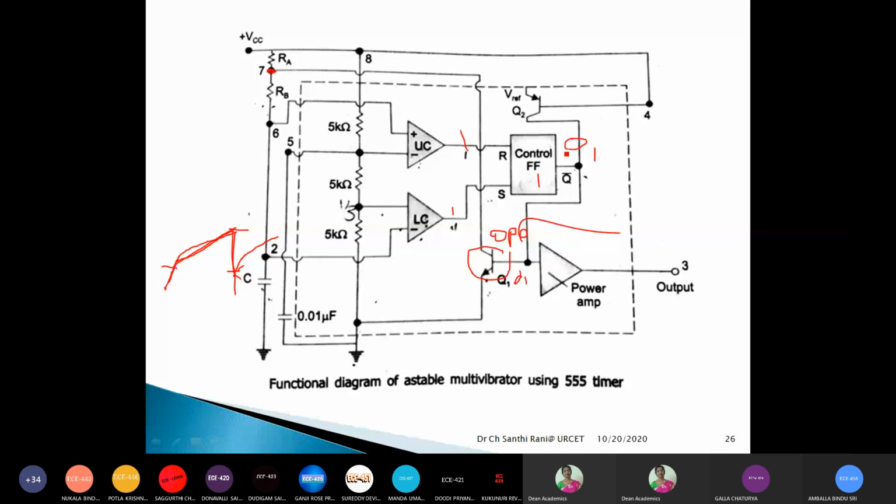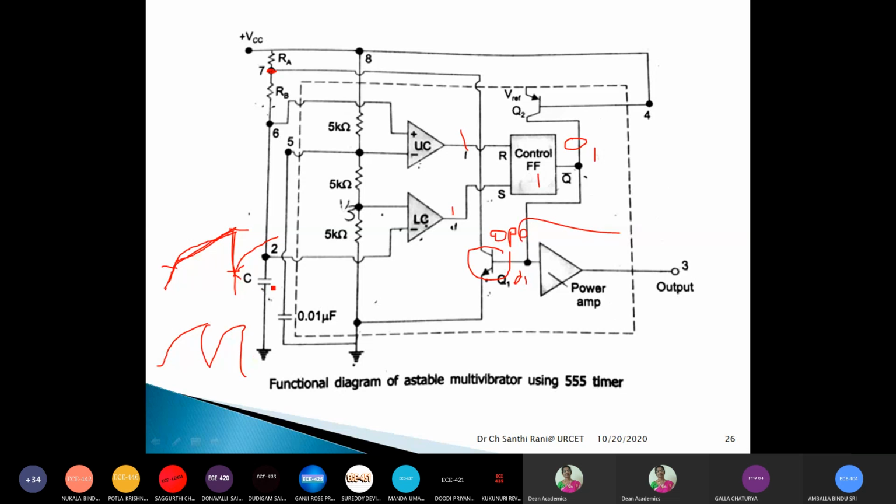That means reset to 0. When the output is 0, Q is 0, Q bar is 1. So when Q bar is 1, the transistor will be on, and now the capacitor will be discharging. That means the capacitor charges initially up to 2/3 VCC, and then it discharges. When it comes down to 1/3 VCC, again the capacitor starts charging.